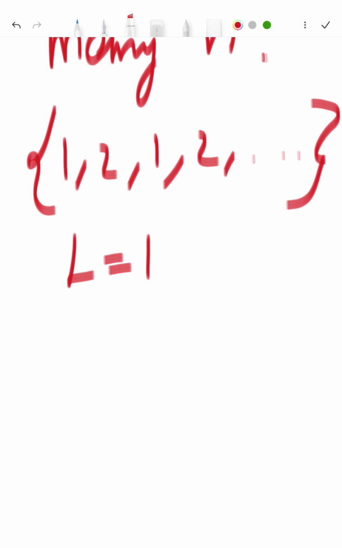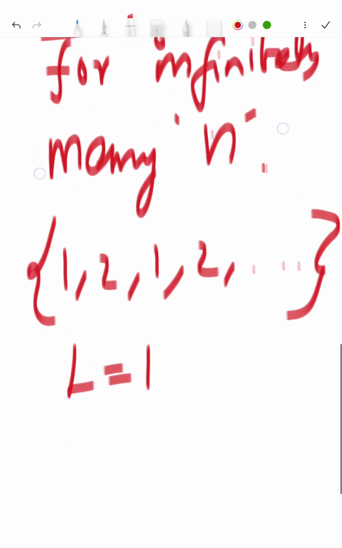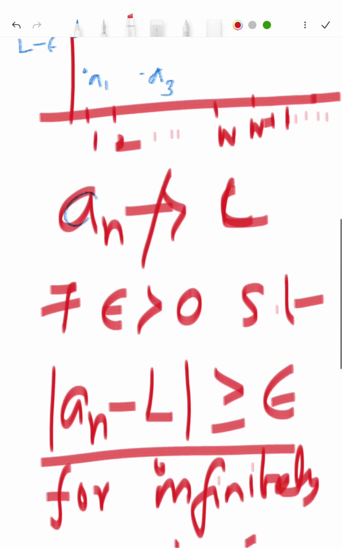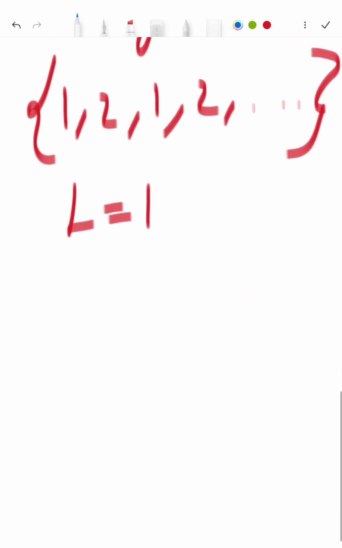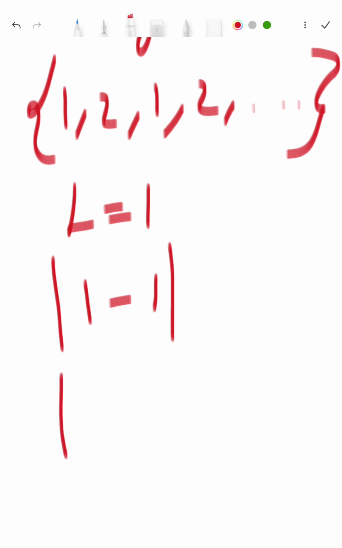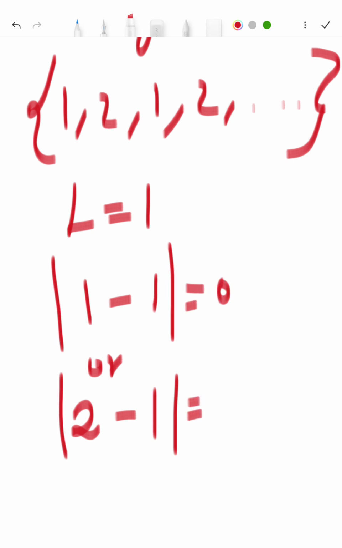But through this definition, what do we need to find? We need to find one epsilon such that this inequality is true. Then we can say a_n does not converge, right? So what is that epsilon for this? We'll find it. See, our a_n's are what? With L fixed as 1, the a_n's are either 1 or 2, right? Here it is 0 and here it is 1.